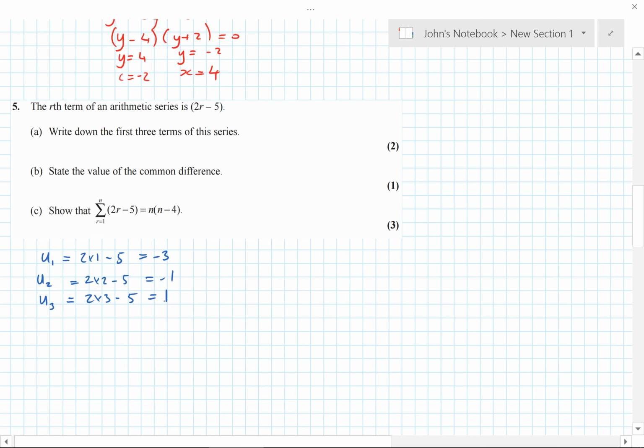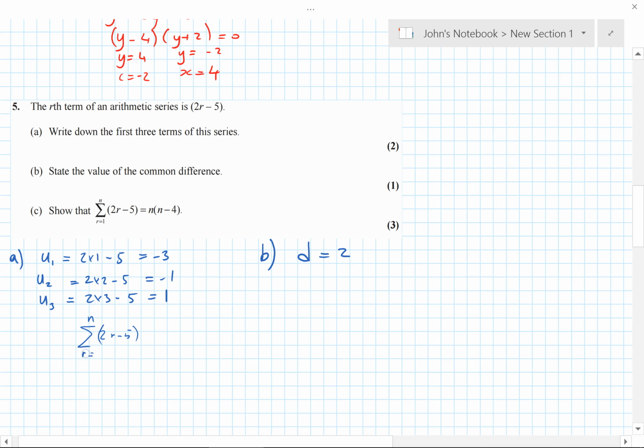You don't need to write all that. You probably would have been okay just writing them out. Notice the common difference is 2. So that gives us our answer to B, which is common difference d equals 2. And now it's saying show that the sum of 2r minus 5 equals n minus 4.